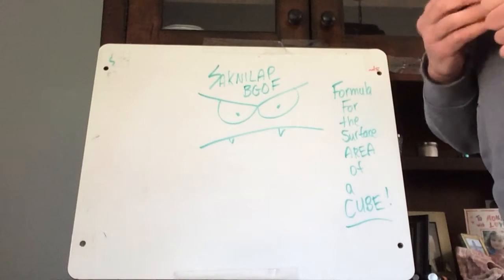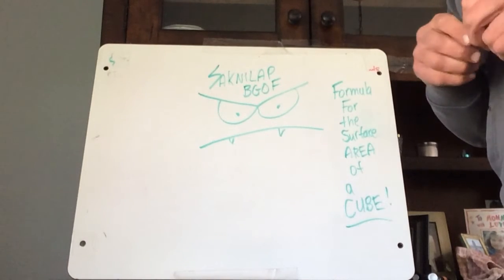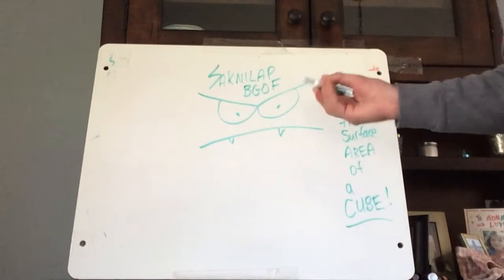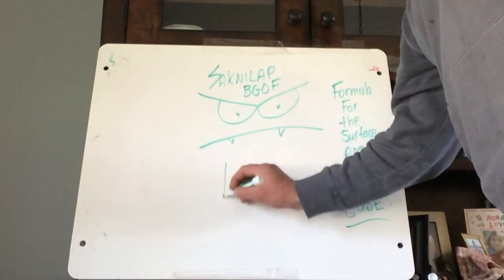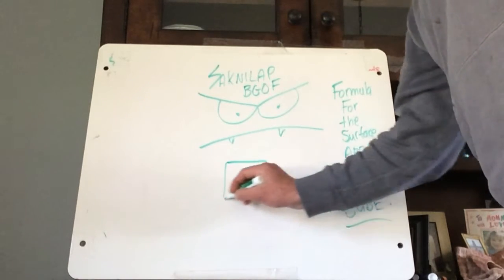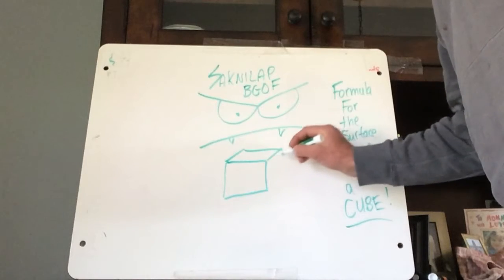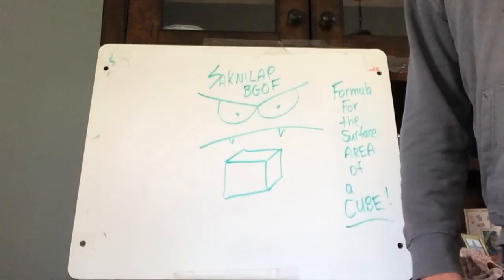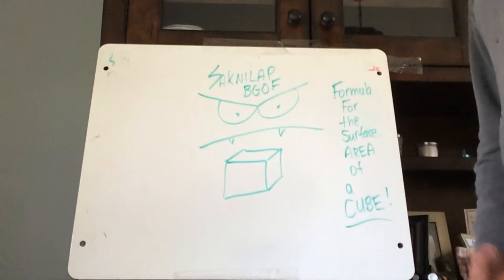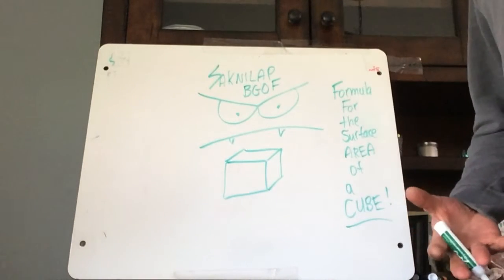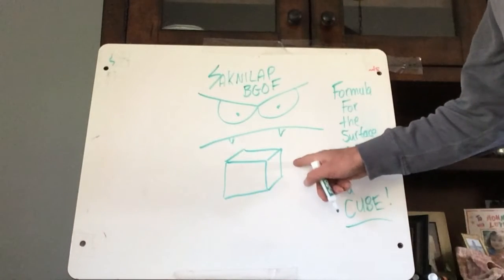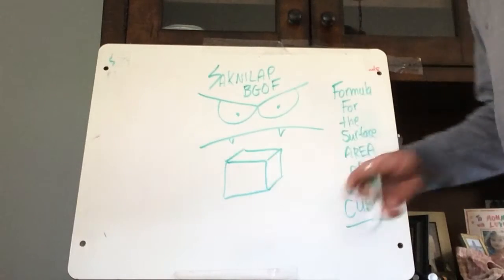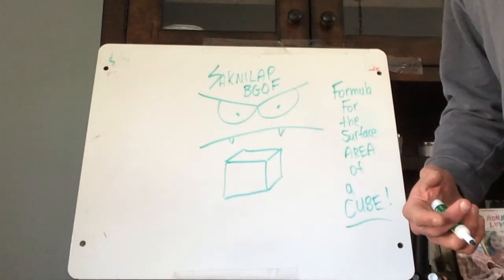Now, yesterday we talked about finding the surface area of a cube, and it was pretty easy. You just found the area of one of the faces and then added them up. Well, today we're going to do something very similar, but I'm going to give you a formula. A formula is just a method for finding something in geometry. In this case, I'm going to give you a formula for finding the surface area of a cube in one quick and easy, beautiful step.